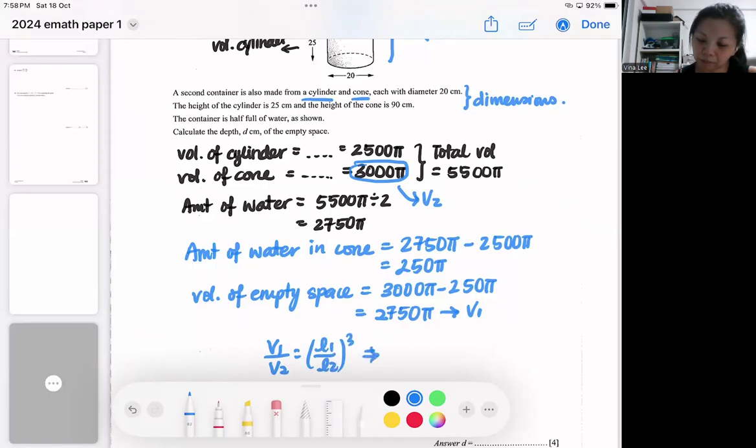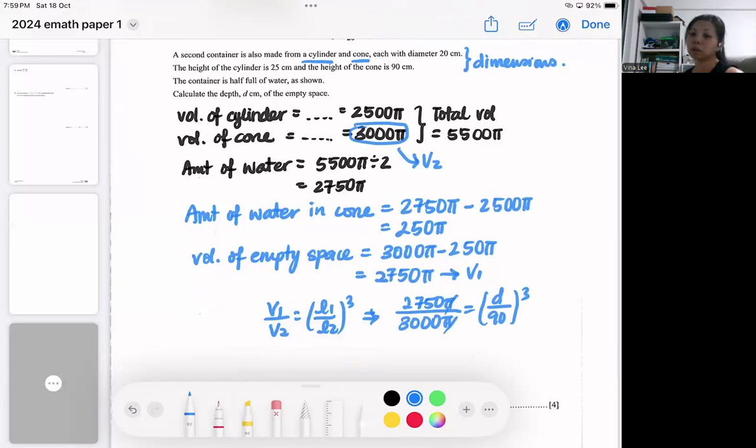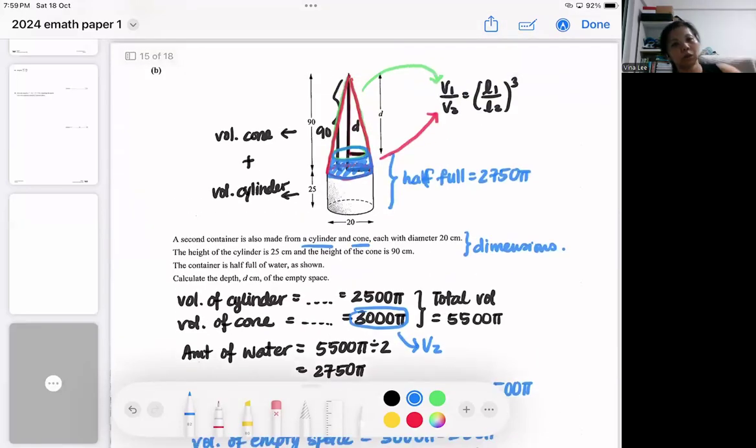My V1 is the empty space. My V2 is the cone. The ratio will be D over 90 cubed. So from here, you work out. I'm quite sure you know how to work out from here. So round your answer to 3 SF. There are a lot of steps, but ultimately you are using the volume ratio formula. So just keep everything in terms of pi, otherwise you will waste a lot of time dealing with a lot of decimals. Okay, so this is the question on mensuration and volume ratio.